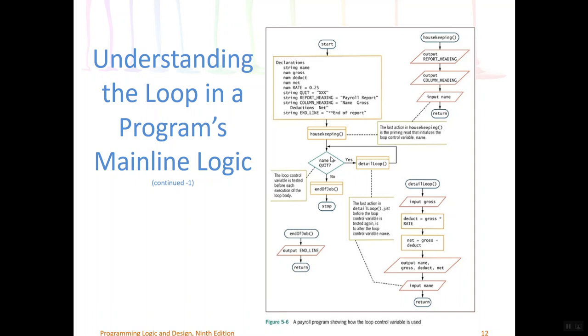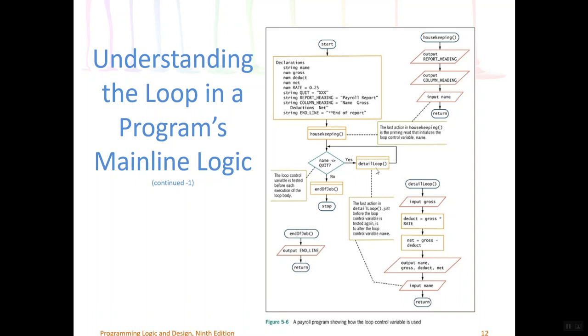So the interesting thing about this is even though before this loop we're executing housekeeping, by inputting the first name in housekeeping, we are initializing that loop control variable. So it's important to realize those three requirements of every loop might happen in a different module other than main, but they are still all happening. We get the first name that initializes the loop control variable name. Here is the test, name not equal to quit.